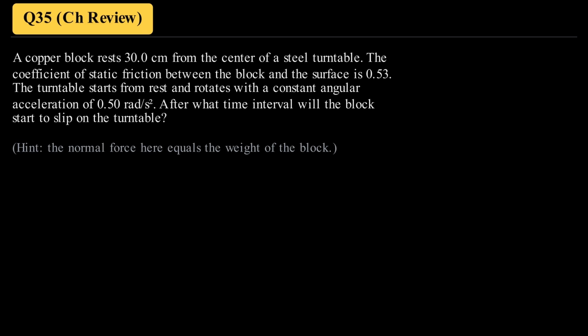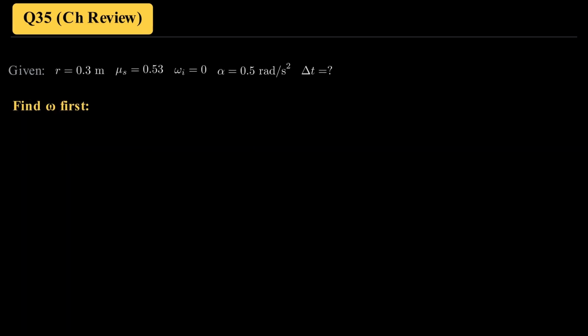Now, I have omega initial, which is 0. I have to find omega final to calculate delta t. Now, mu s is going to be AC divided by gravity. Why do you use this equation? Because it says a copper block on a steel turntable. That is the first situation. So mu s is going to be AC divided by g.